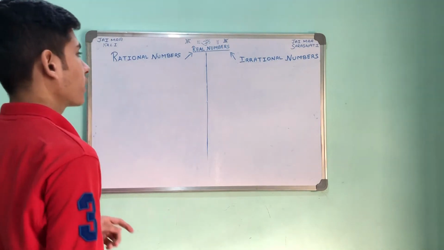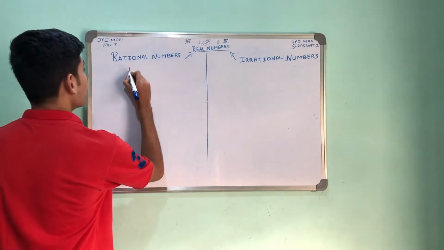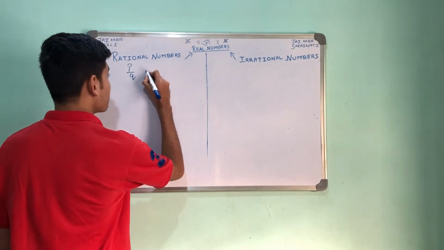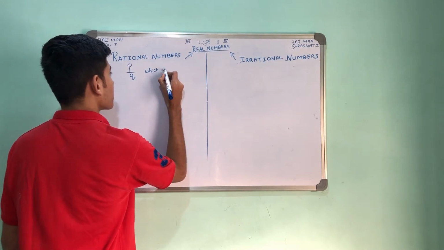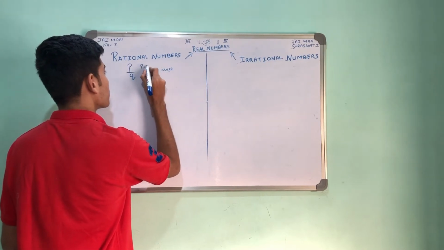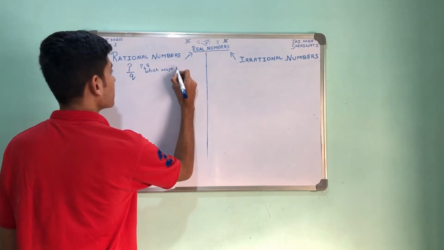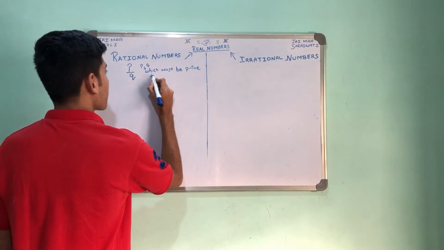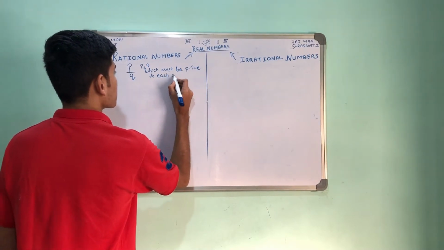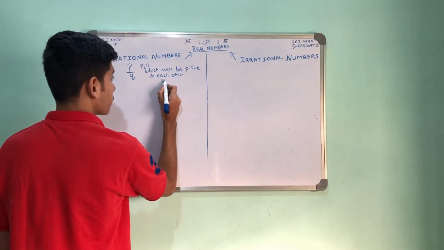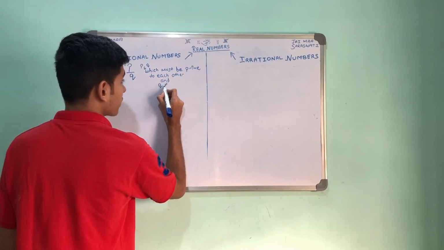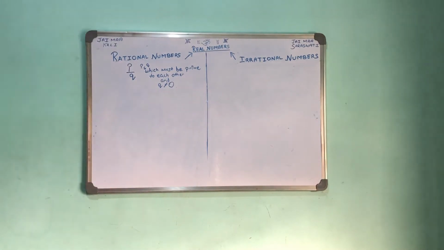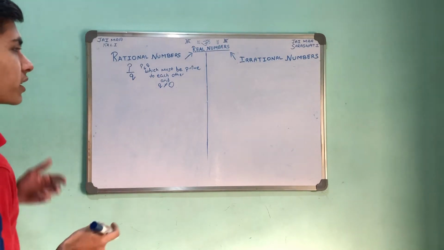Rational numbers are the kind of numbers which can be expressed in the form P by Q, where P and Q are numbers which should be prime to each other, as the definition says. And not to forget that Q must not be equal to 0. If Q is equal to 0, then the number becomes undefined or goes to infinity.